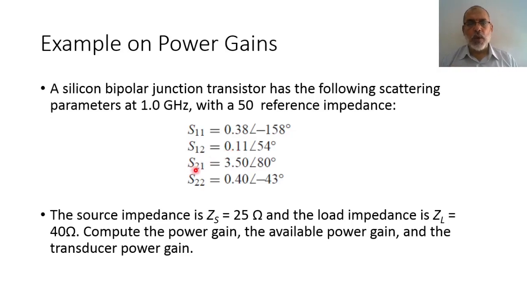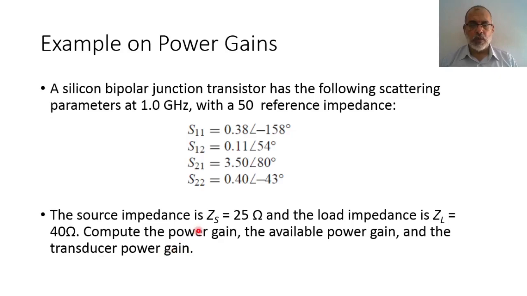Also, it should be noted that S21 should be greater than unity, because as long as S21 is greater than unity, it means that we have some amplification. If S21 equals unity or is less than unity, this would mean there is no amplification in the circuit. And as we said, S11 and S22 of the transistor are not usually matched completely to the characteristic impedance. So the source impedance is 25 ohm and the load impedance is 40 ohm. So we have a source and load impedance which are not matched to the reference impedance 50 ohm. It is required to compute the power gain, the available power gain, and the transducer gain.